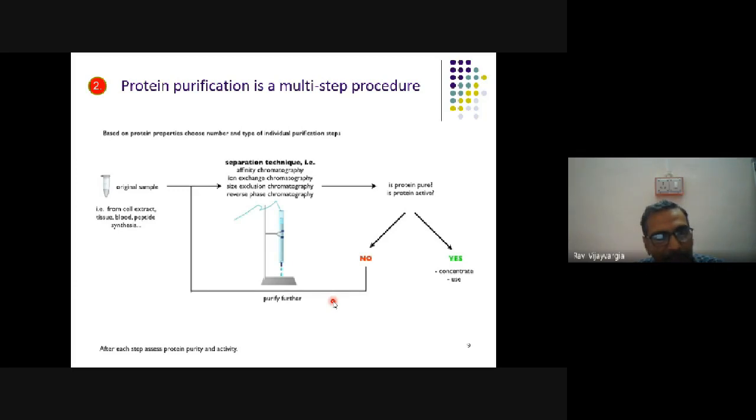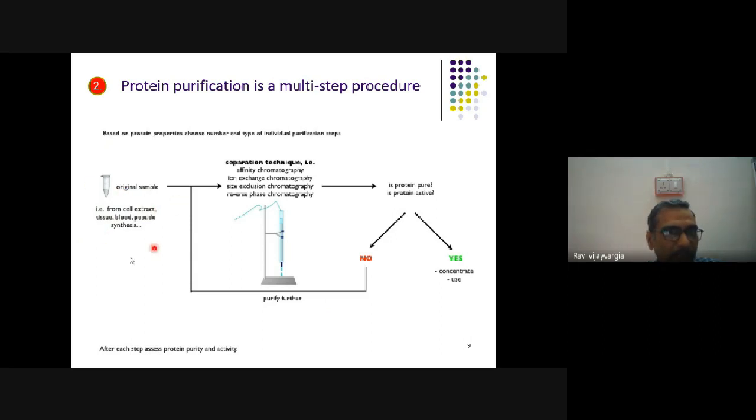If that is not accessible to you, or it is too expensive, then you have to explore other methods. But normally the common method is chromatography. So normally this is the workflow whenever you are using a chromatography technique. You have a sample, which can be from a cell extract, from tissue or from blood, or it's a purified peptide. All this can be your sample.